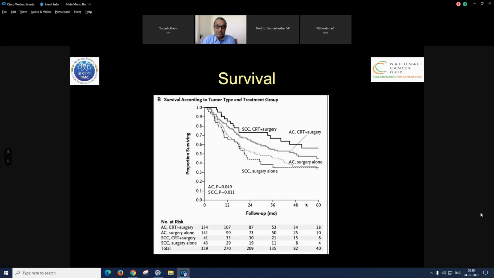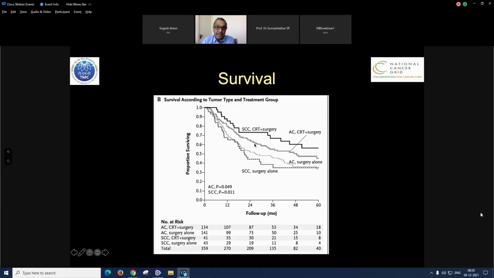What was interesting was the subset analysis that they did. When they looked at squamous cell cancers alone, which admittedly, as you saw, is a very small number, there was a huge difference. So the top curve that you see is neoadjuvant chemoradiation followed by surgery, and the bottom curve is the surgery alone arm for squamous cell cancers.